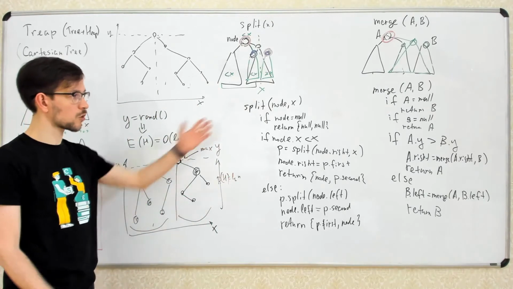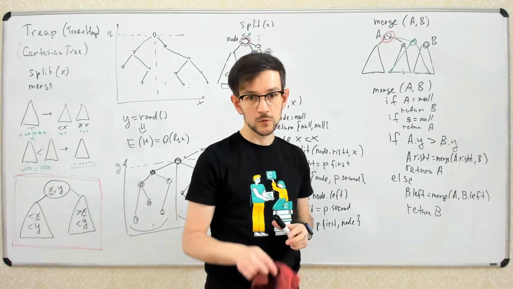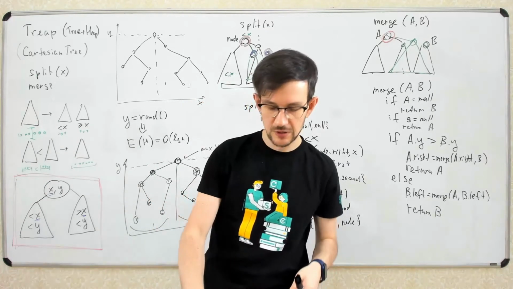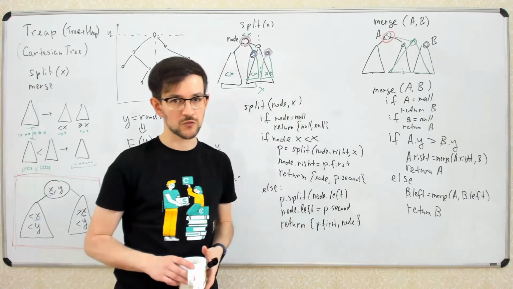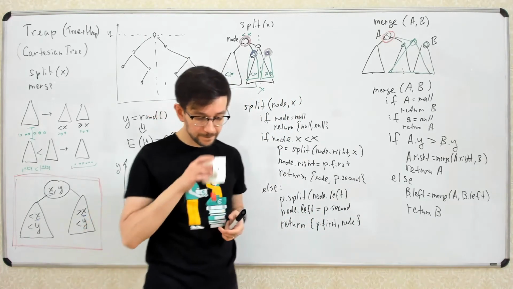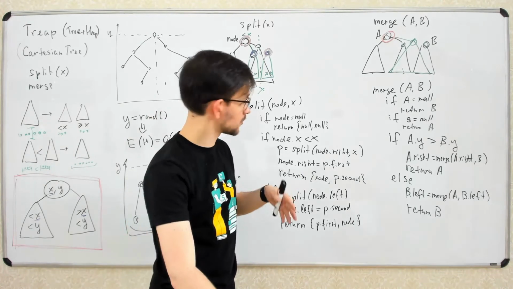That's all. That's the whole code of these operations. Like I mentioned, the code of this tree is one of the simplest of all binary search trees. Cool. Let's talk about asymptotics.